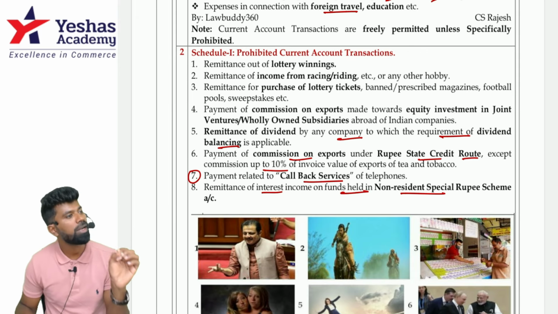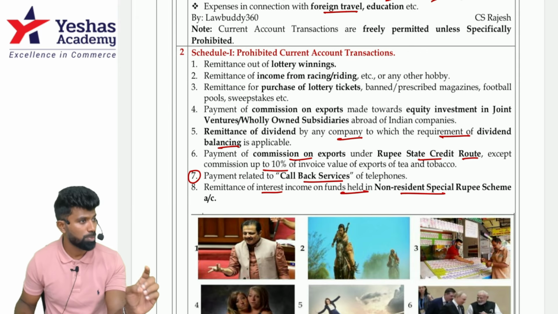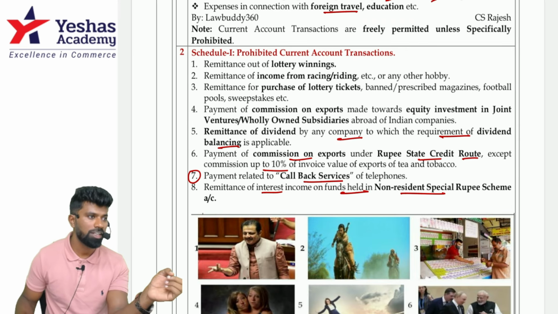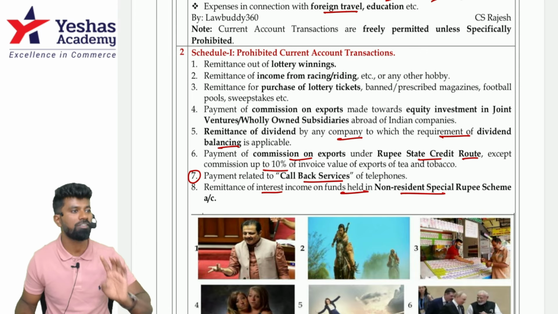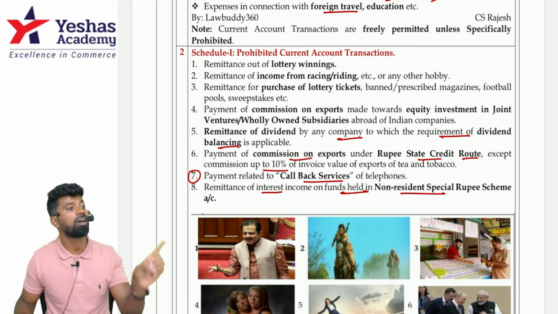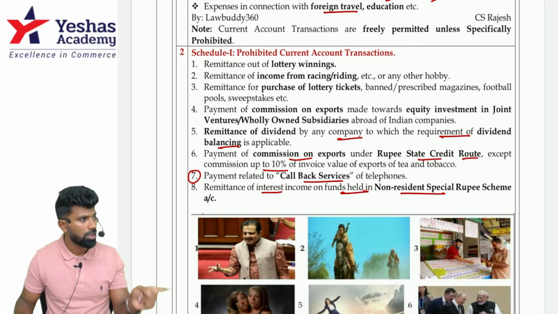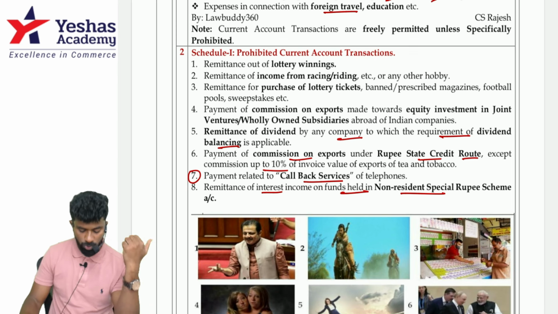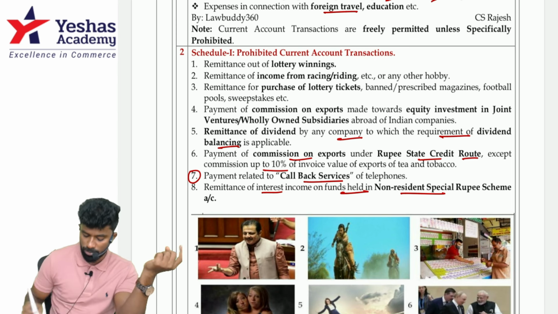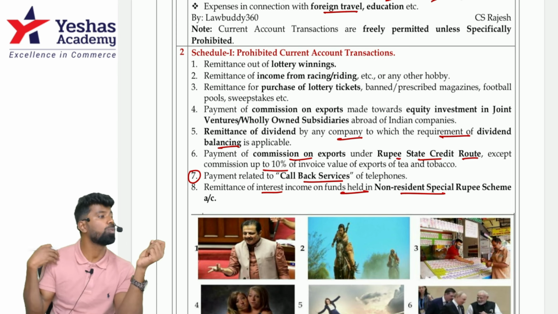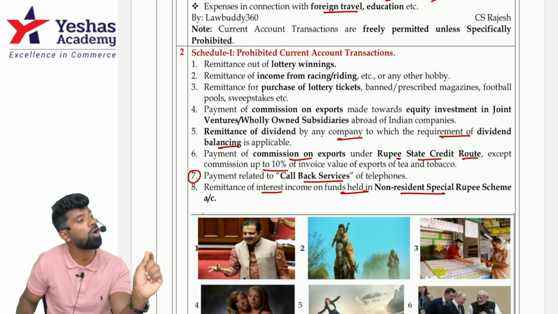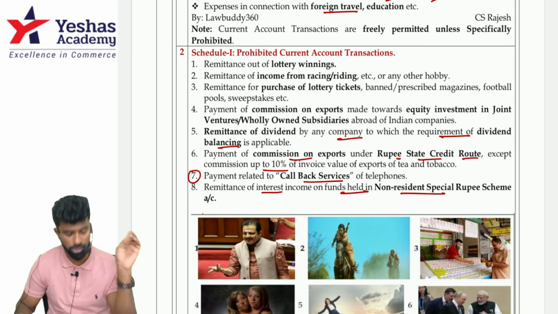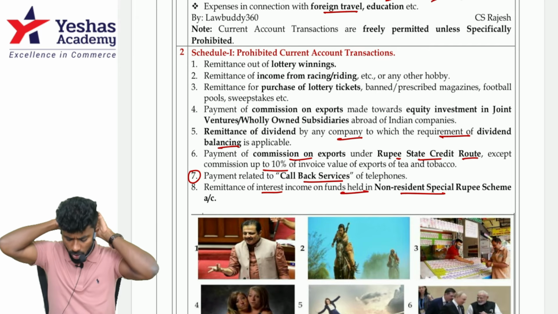Fourth one, payment of commission on exports made towards an equity investment in a joint venture or wholly owned subsidiary of an Indian company. Fifth one, payment of dividend, where dividend balancing is applicable. Sixth one, payment of commission on the export under the Rupee State Credit Route, except up to 10% of the export made on tea and tobacco. Seventh one, callback services.